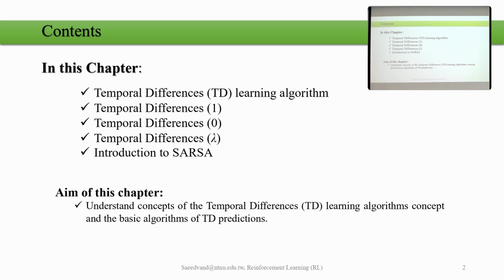So in this chapter we have the temporal differences learning algorithms, the basic concepts. Then we will talk about temporal differences 1, and we will see what the differences are between the previous algorithms that we've talked about, dynamic programming and Monte Carlo approaches. Then we will talk about temporal differences 0, and we will quickly see the differences between 1 and 0. Then we go through temporal differences lambda, and there are multiple approaches. We will see one of the approaches for how we can solve temporal differences lambda.